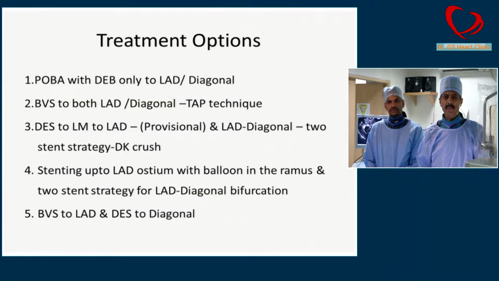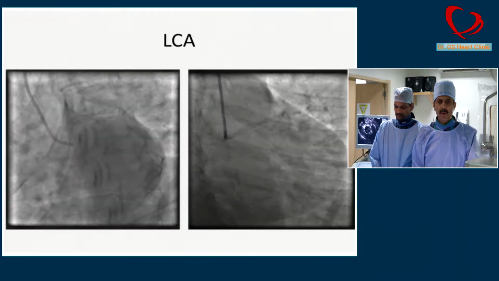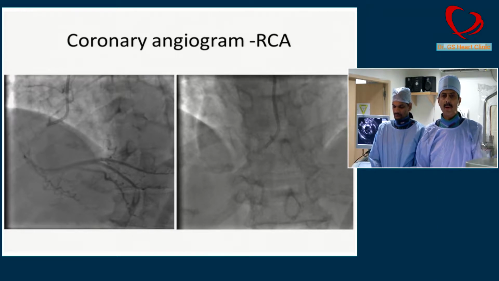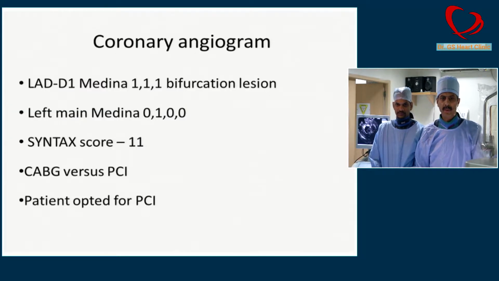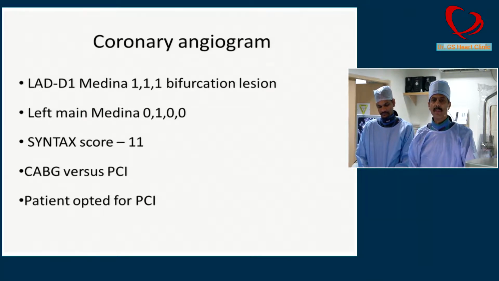So essentially we have a LAD diagonal lesion which is Medina 1-1-1 bifurcation, and we have a left main which is 0-1-0-0 bifurcation. So it's actually a left main is a large one which divides into a ramus, LAD and the circumflex. This is a trifurcation. The SYNTAX score is 11.